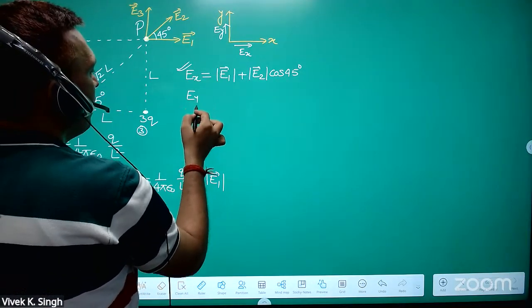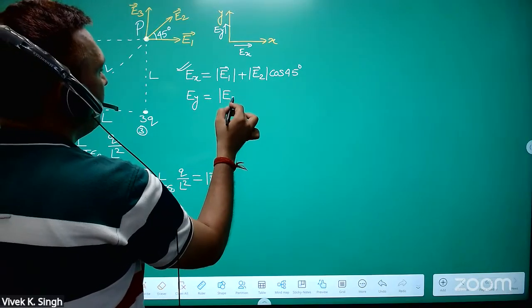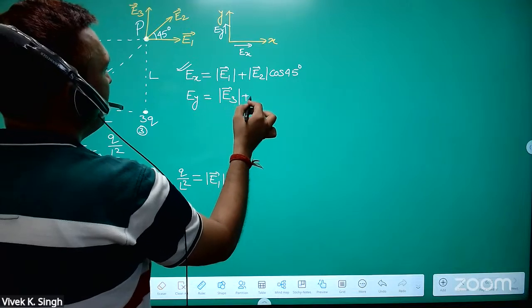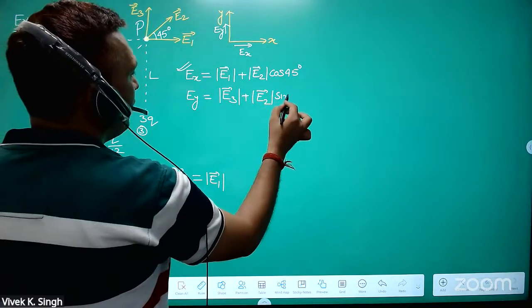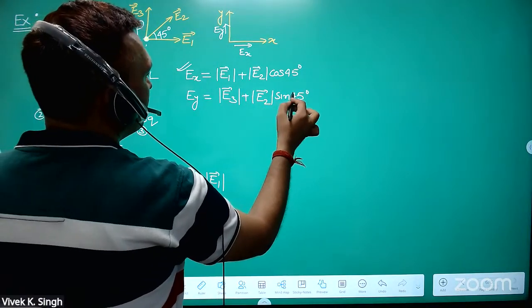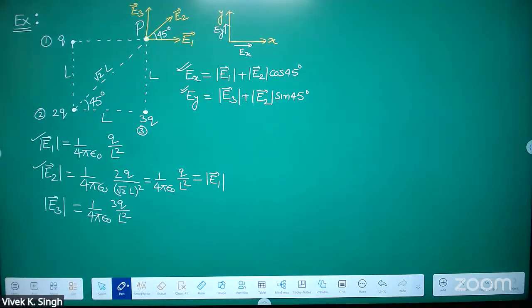And what will be EY? EY is mod E3 plus mod E2 sine 45. Just resolve into components. The E1 component along E3 will be 0. So you will get EX and EY. Yes or no?